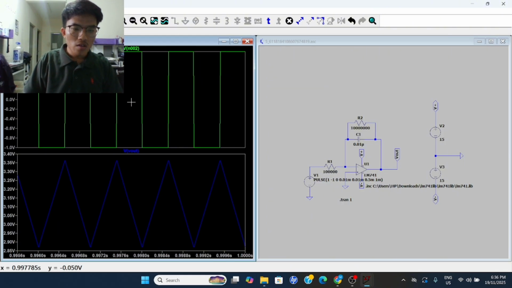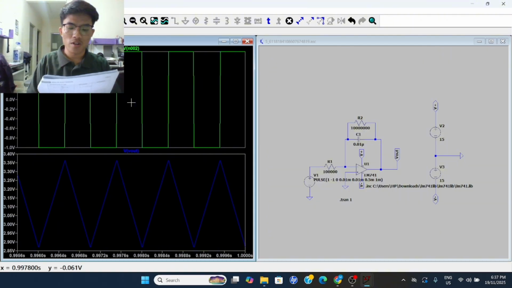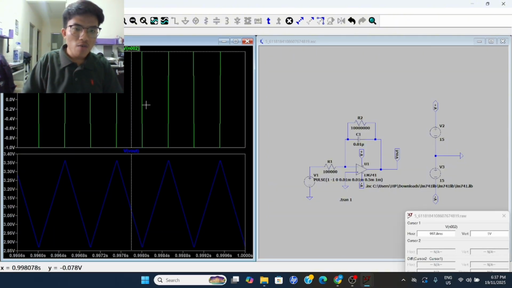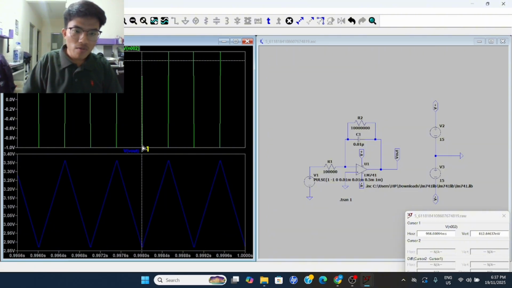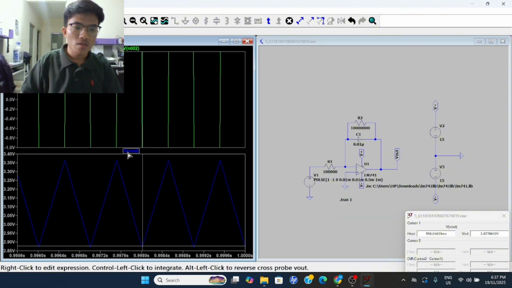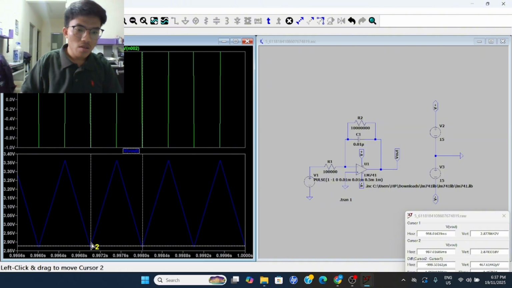In the calculation, Vout equals 1 over 0.01 micro times 100K, integrate 1 Vp. So I calculate negative 1 volt. In this waveform for Vin, I got negative 1 volt. After that, the result of the experiment for Vout, I got 2.87.